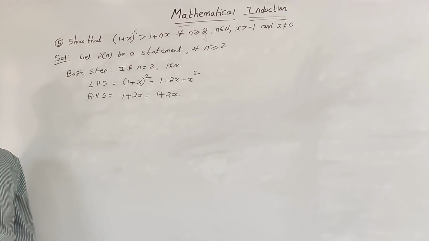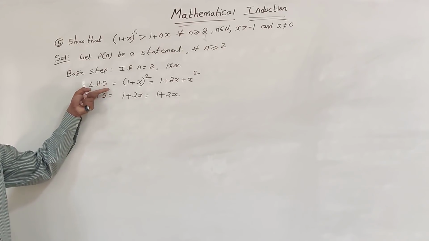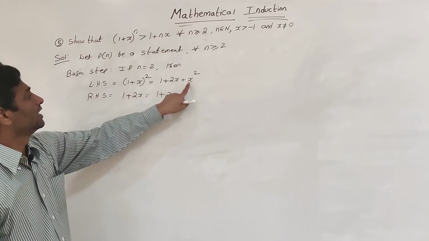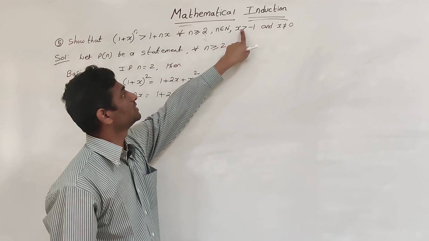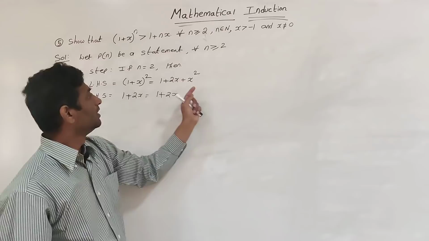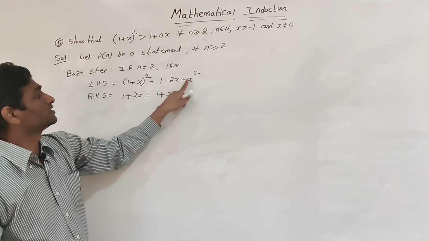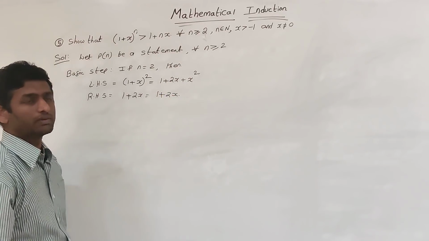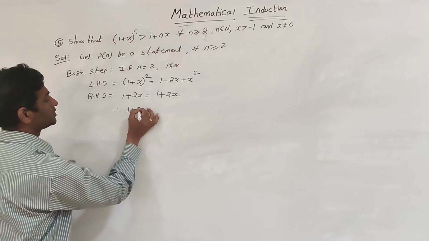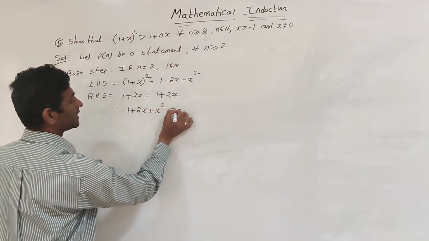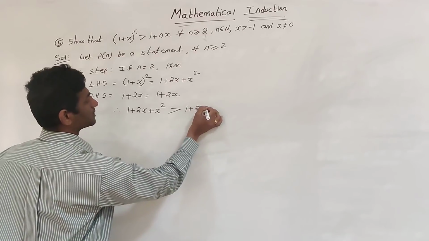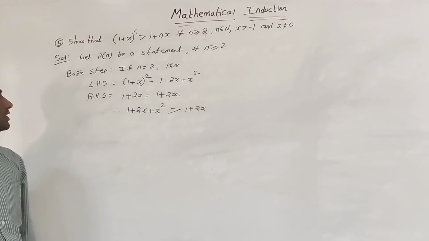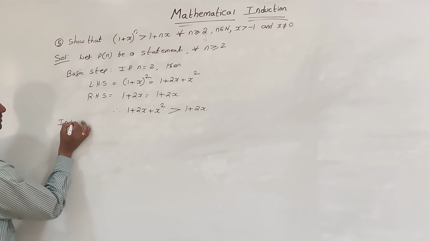So what we can observe is that the LHS value will be greater than 1 plus 2x, because x is greater than minus 1. If you substitute any real number, x square is always positive, so the total value will be greater than 1 plus 2x. Therefore 1 plus 2x plus x square is greater than 1 plus 2x. So the given statement is satisfied from n is equal to 2 onwards. Next, inductive hypothesis.